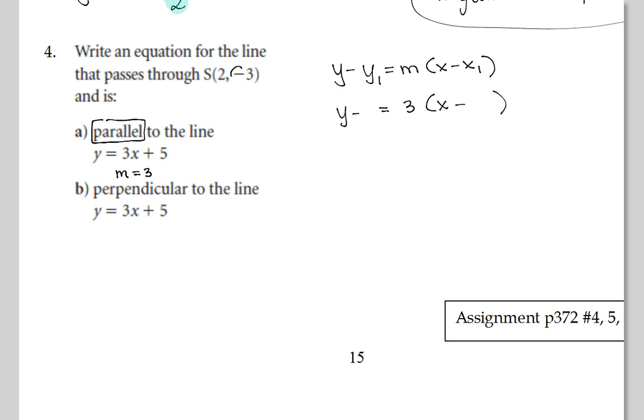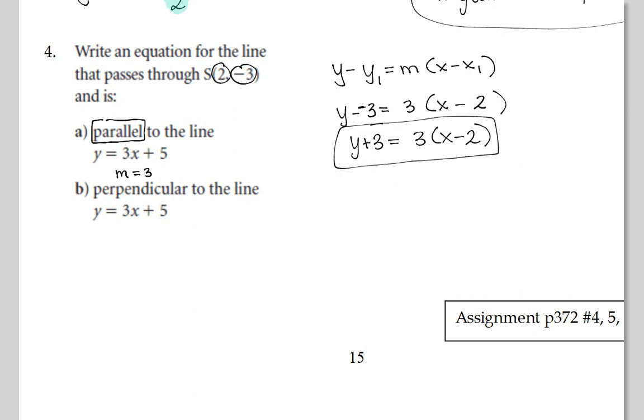So where does this -3 go? Next to the y. And where does this 2 go? Next to the x. So then we get y plus 3 multiplied by 3x minus 2. Again, this is called the slope point form. This will be parallel to the other line they gave us, but going through a different point, going through a different set of points.